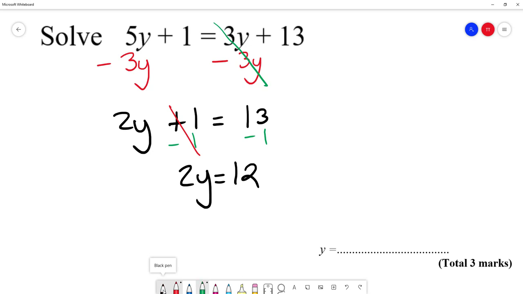Don't forget 2y means 2 times y, so we divide by 2 on both sides of the equation. So y equals 6 is the answer.